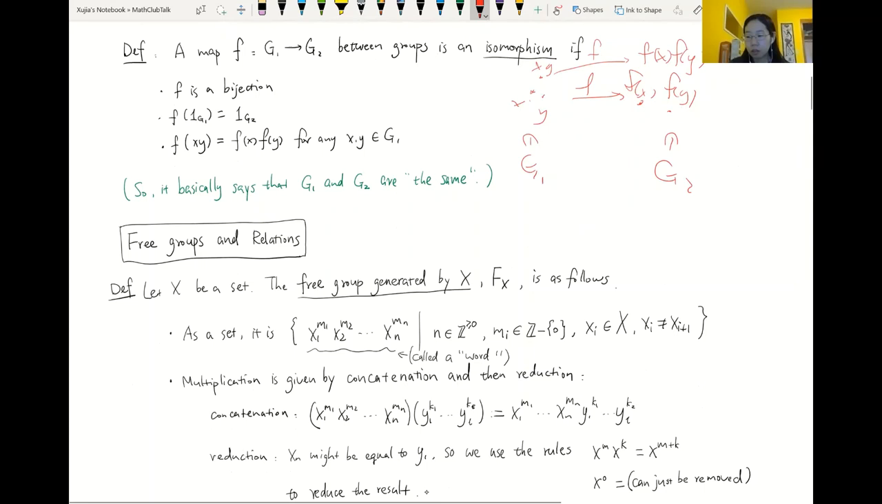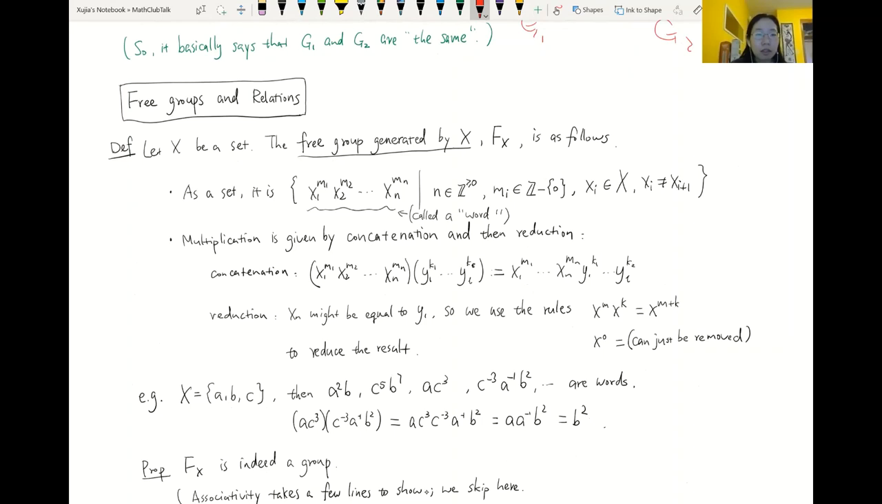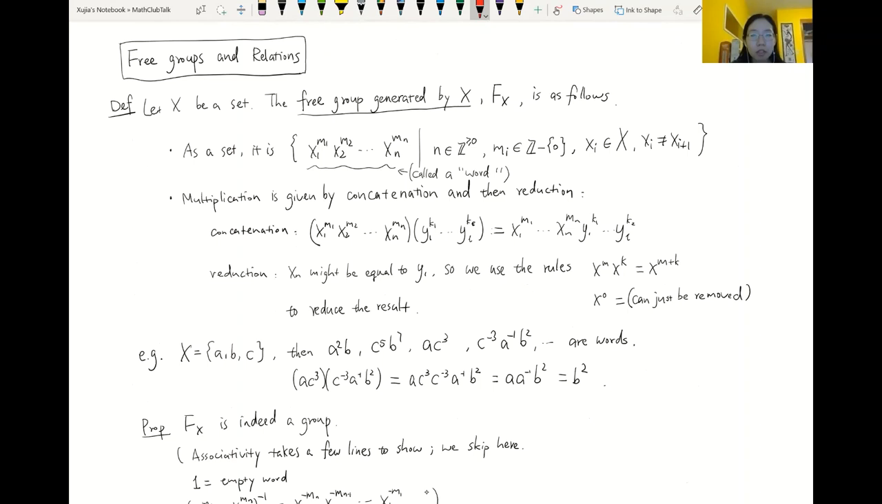Okay, so let's talk about free groups and relations. If we have a set X, let me define the free group generated by X, denoted by F sub X, as follows. As a set, it consists of elements of this shape, x1 to the m1, x2 to the m2, and so on, xn to the mn. Just a sequence of elements in X to some power, such that each of these powers is nonzero, each of these elements is in X, and two consecutive elements are not the same.